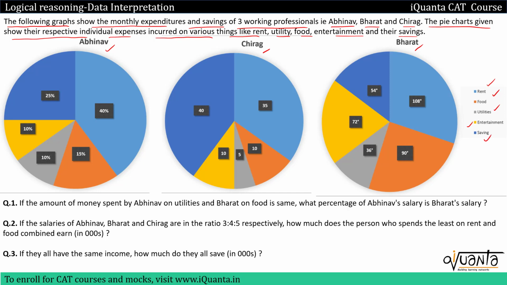The questions we have are, if the amount of money spent by Abhinav on utilities and Bharat on food is same, what percentage of Abhinav's salary is Bharat's salary? So basically we have to read data from two pie charts and relate them. If the salaries of Abhinav, Bharat, Chirag are in ratio 3:4:5 respectively, how much does the person who spends the least on rent and food combined earn in thousands? So the third one is also regarding the same, reading data from different pie charts and relating them.